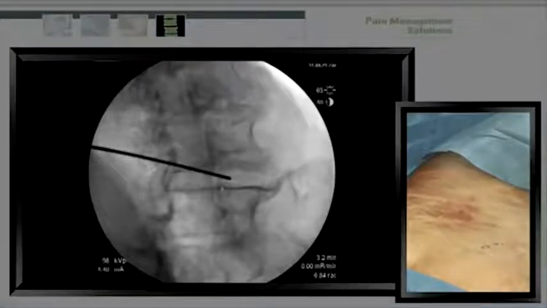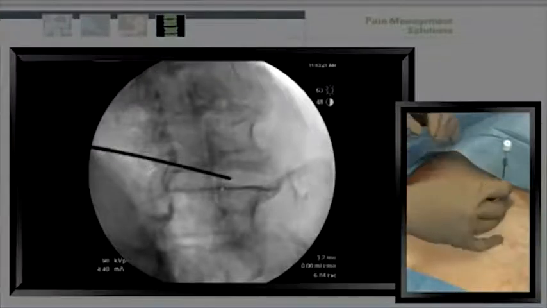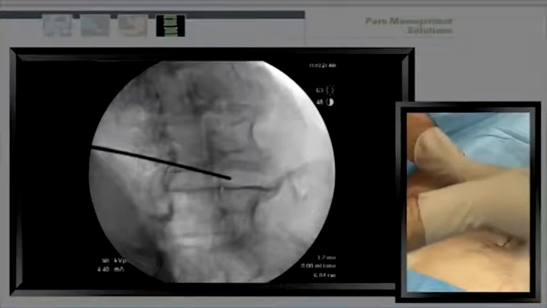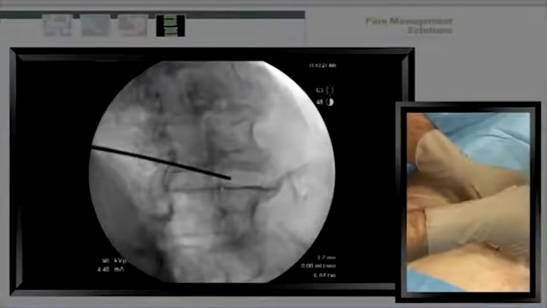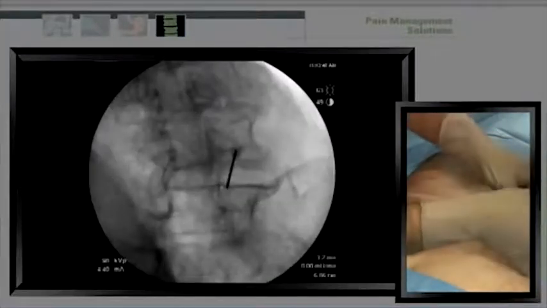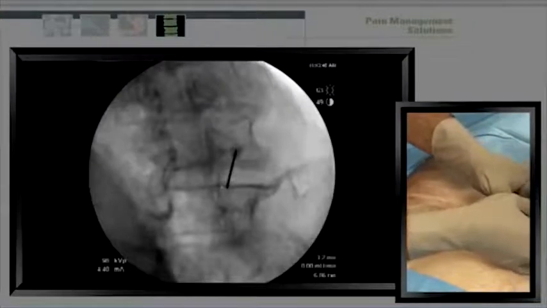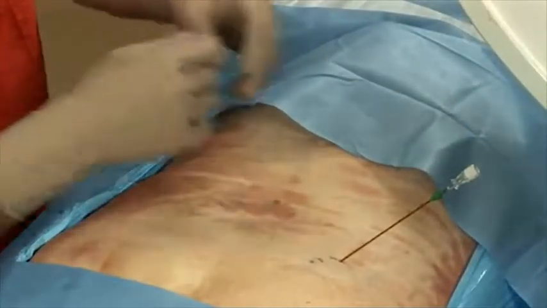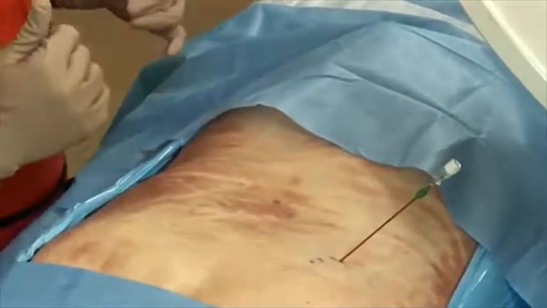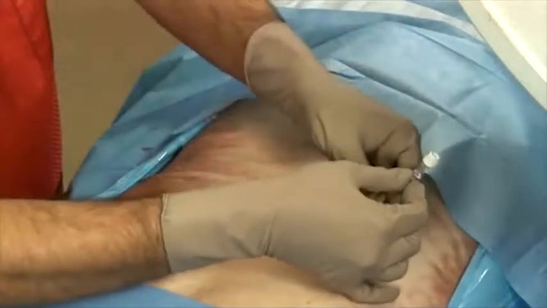Once the target is identified, I typically anesthetize the skin, but also anesthetize deeper with a longer spinal needle, projecting the track that I'll be using with my ultimate introducer needle. Once I place my introducer needle, I'm working to obtain a coaxial approach so that I don't have to make too many changes as I get deeper into the space.